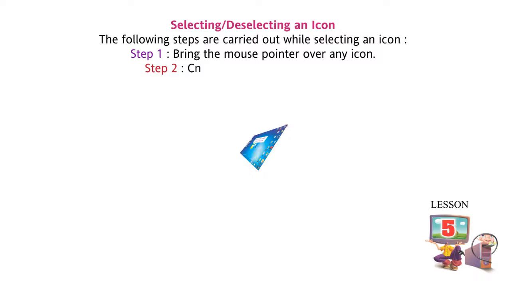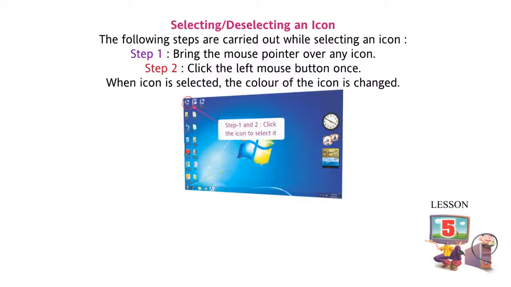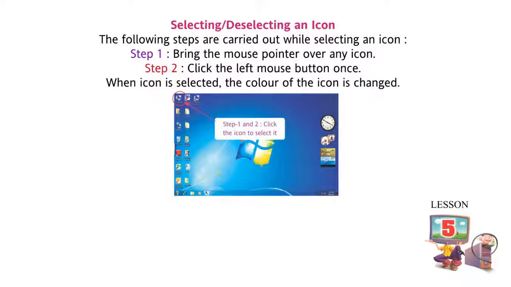Selecting, deselecting an icon. The following steps are carried out while selecting an icon. Step 1. Bring the mouse pointer over any icon. Step 2. Click the left mouse button once. When icon is selected, the color of the icon is changed.